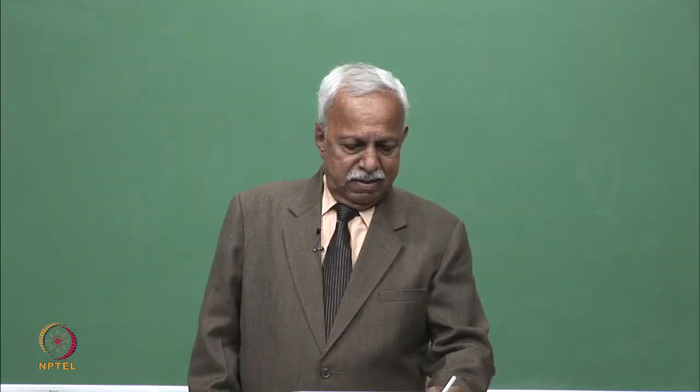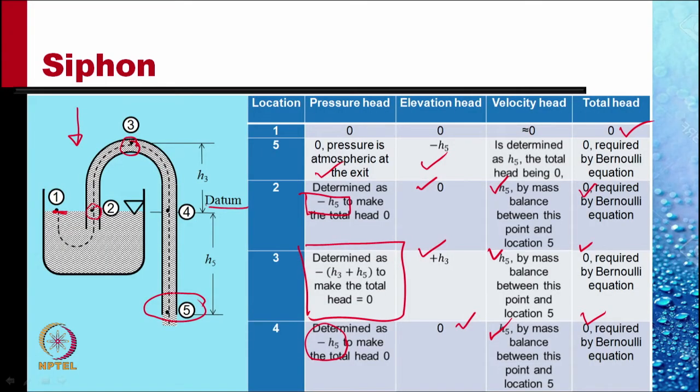The pressure at point 2 is subatmospheric. As we go up the tube, the pressure decreases. The minimum pressure is at point 3. And then as we go down the other limb, the pressure increases to 0 value at the exit of the tube at point 5.